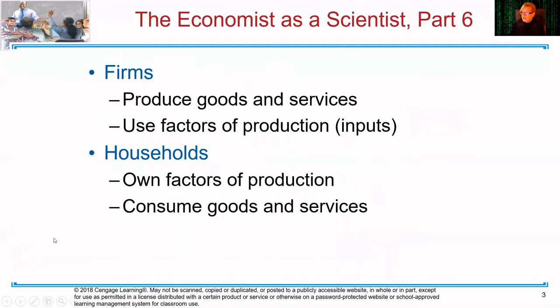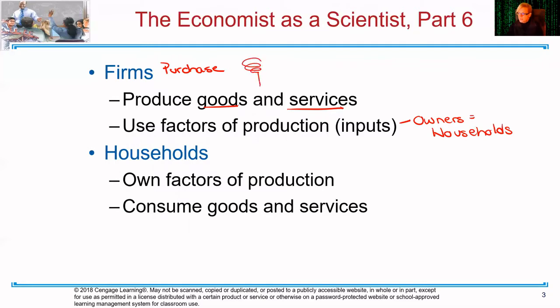Okay, let's move on. So essentially, what firms want to do is to produce goods and services. So firms purchase. And remember, in a capitalistic society, who owns these factors of production or inputs? The owners are households. So what happens is households will sell land, labor, and capital to firms. Firms will in turn use entrepreneurial ability to produce these goods and services.